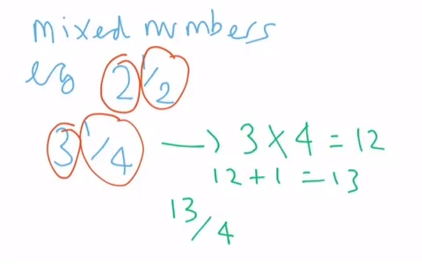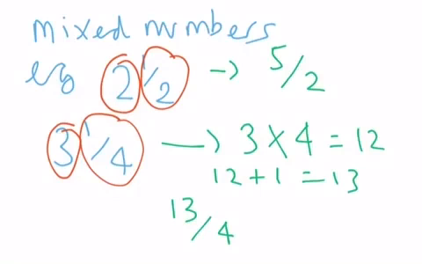So 13 over 4. If we look at 2.5, we would do 2 times the bottom of the fraction, the denominator, which is 2. So 2 times 2 is 4, plus the numerator of the fraction, the top, which is 1. So 4 plus 1 is 5. We'll have 5 over the original denominator, which is just a 2. So 5 over 2 and 2.5 are the same thing. 13 over 4 and 3.25 are also the same thing.